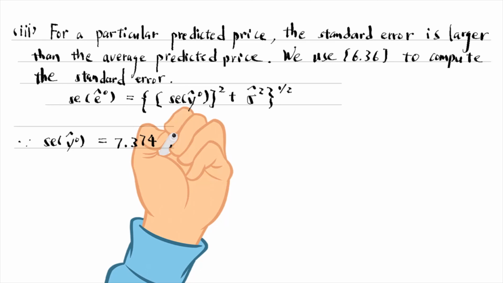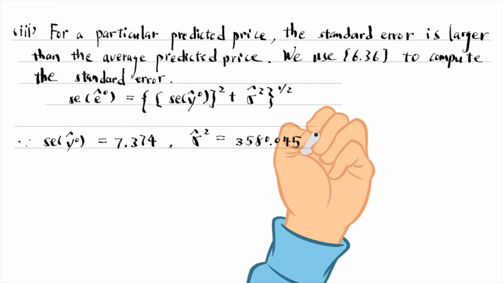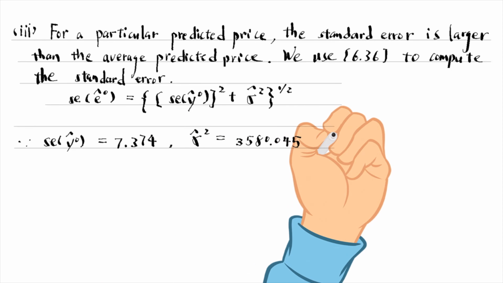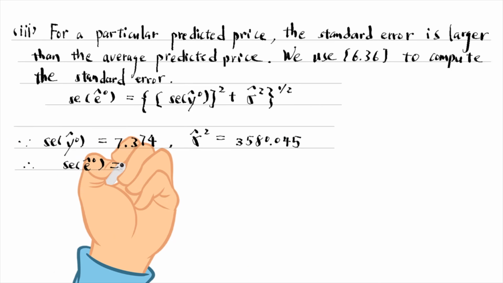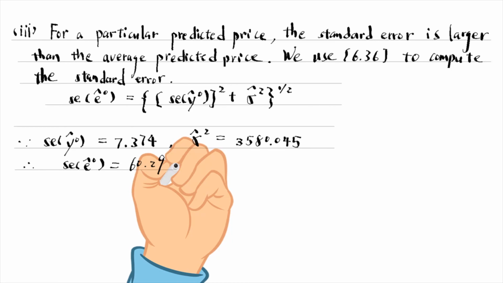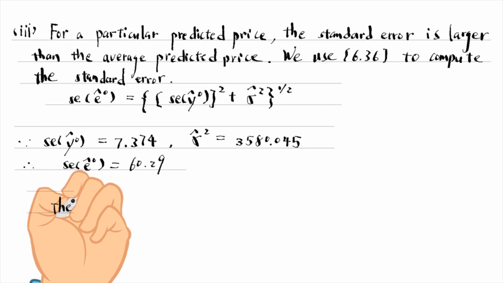7.374. The sigma square hat is also reported in the result window, 3580.045. Plugging them into the equation, we obtain the standard error of 60.29. Then we can construct the 95% confidence interval.